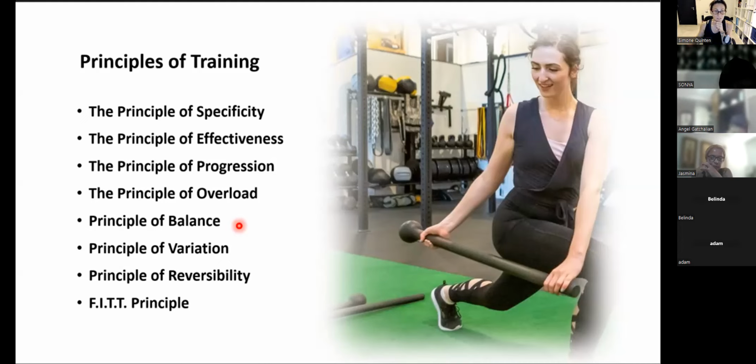Okay, so the principle of variation is also very important. Vary your exercise. When you're writing a program, initially, of course, it depends on the clients. Some clients really don't like changes. They really want to do the same thing every time. Number one, it's a bit hard to get a progression then. Yes, you can do that. You can just linearly always increase your weight.